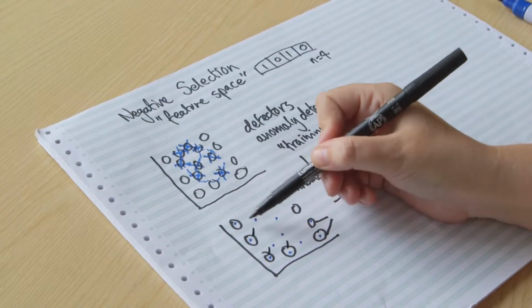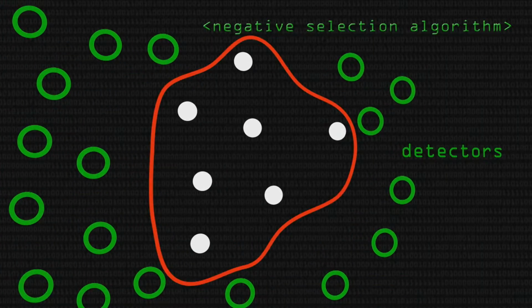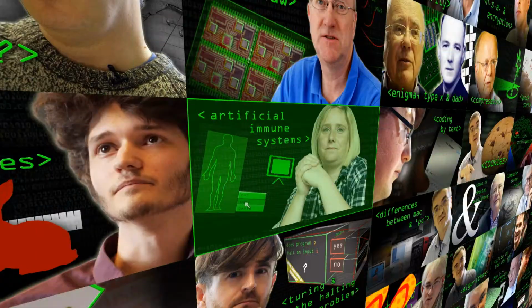All of these detectors, apart from this one, have anomalies in them. These points here do not touch a detector, and these would be classed as normal. For those of you who want the mathematical details, this is often calculated using Euclidean distance.